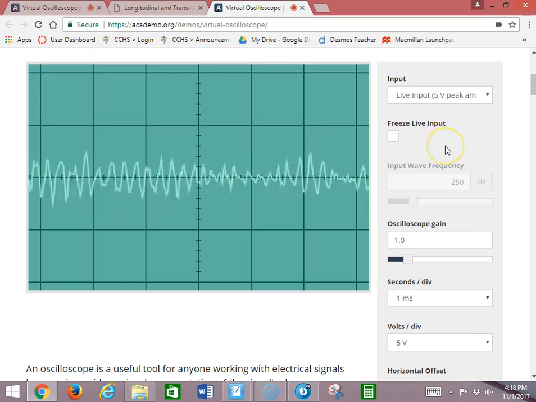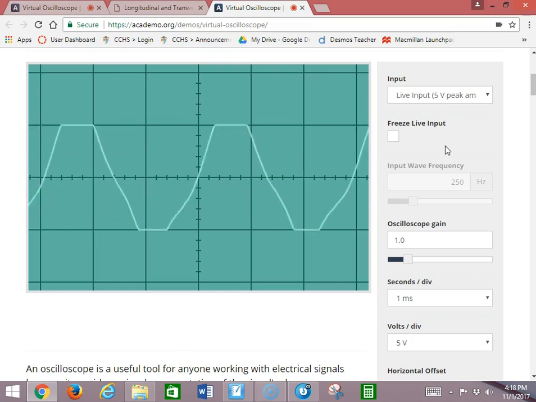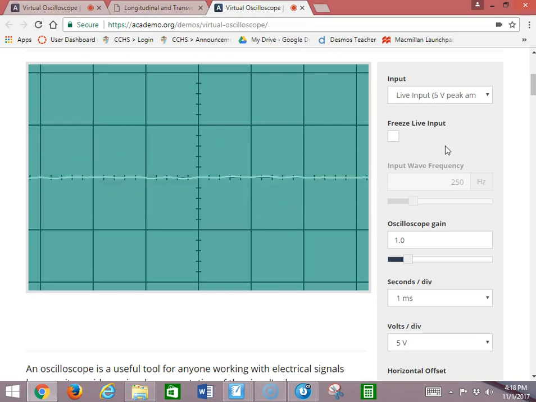Now I'm going to talk about what happens when I do loud versus soft, or low tones versus high tones. So let's try it first, loud versus soft. Notice what happens. The amplitude increases when I'm louder than when I'm very soft.